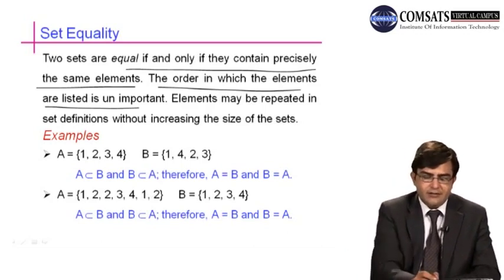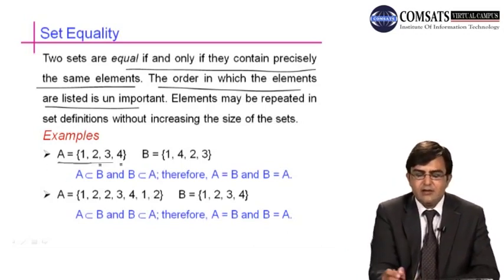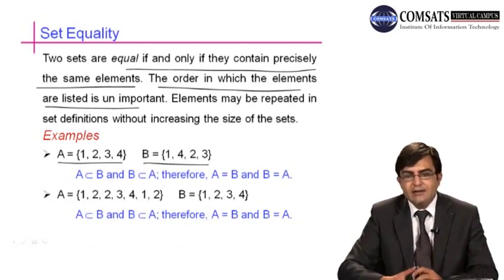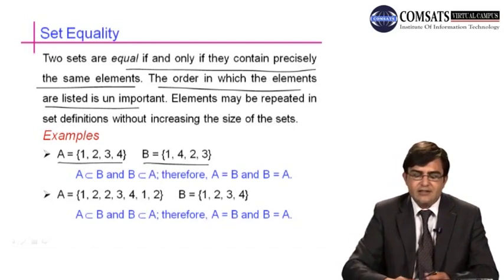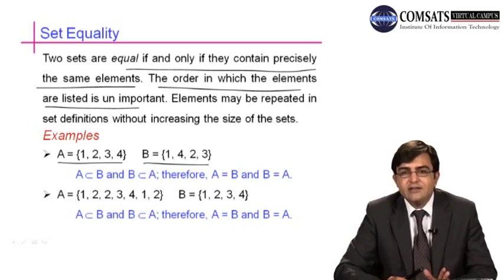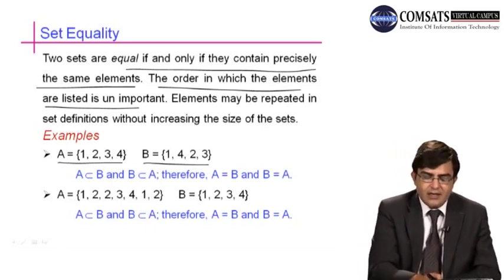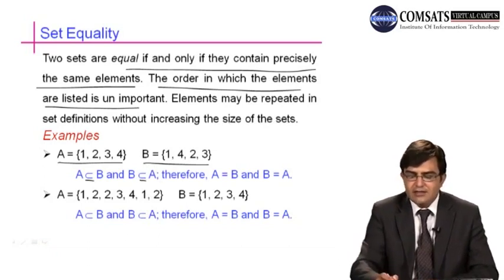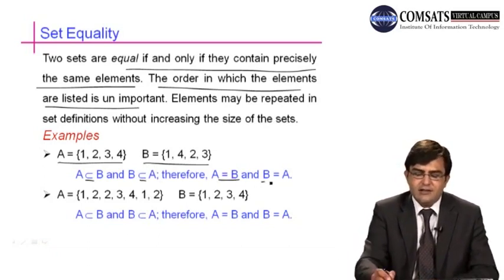For example, if we take A as 1 2 3 4, and B as 1 4 2 3, then these two sets are equal because they contain exactly the same elements and exactly the same number of elements. We can interchange the order of elements in the sets, and even then the sets are equal, because A is a subset of B and B is a subset of A. Here this is an improper subset, not a proper subset. A is an improper subset of B and B is a subset of A, therefore A is equal to B and B is equal to A. We can write it as.